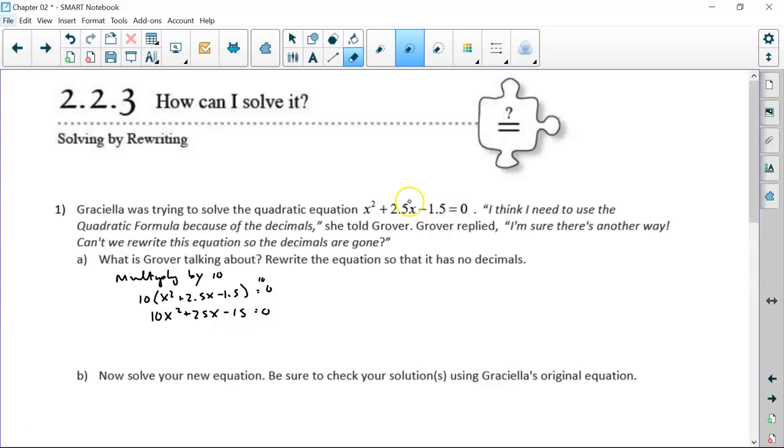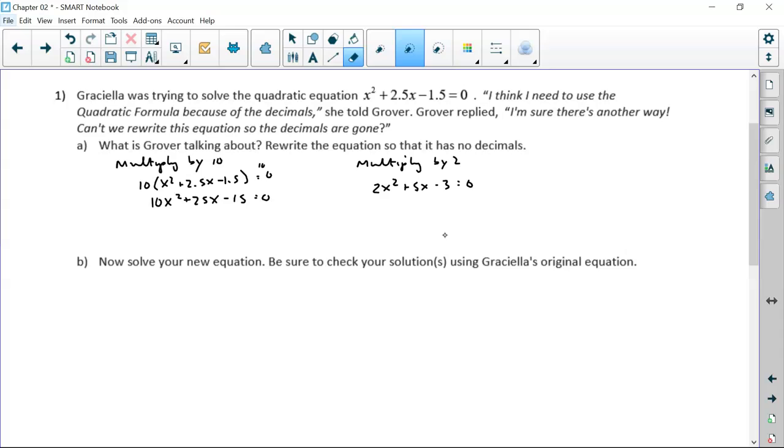Now, because it's a 0.5, it's a half, you could have also multiplied by 2 in this case, but you can always multiply by 10. So if we multiplied by 2, we'd get 2x squared plus 5x minus 3 equals 0. And now, in part B, we're going to solve, and you'll see how those two equations we just have above are related.